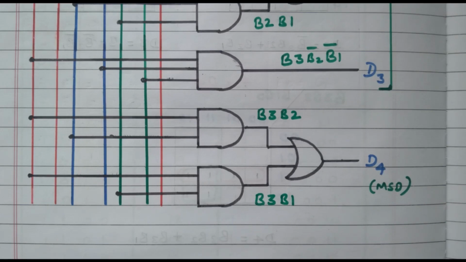Then we framed the truth table. From the truth table, by using the K map, we got the simplified Boolean expression. That Boolean expression is implemented with the logic gates, so that we can convert the binary code to BCD code.